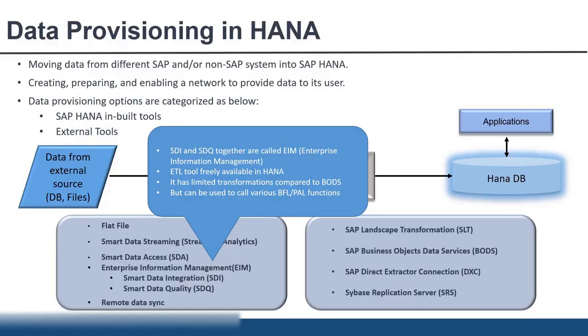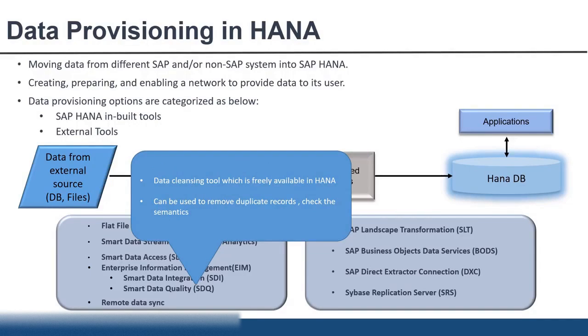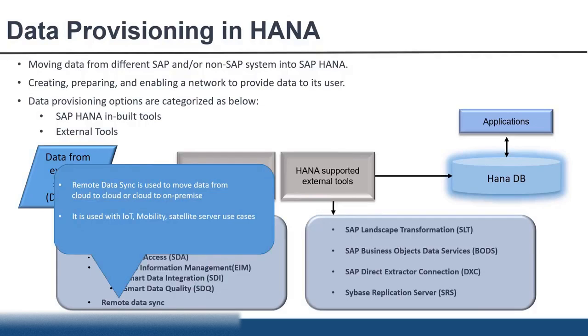The next set of tools is called EIM, that is Enterprise Information Management, which is a combination of two tools, Smart Data Integration and Smart Data Quality. Smart Data Integration, that is SDI, is an ETL tool which is freely available in HANA. It has limited transformations compared to BODS, and it can be used for various business function libraries or predictive application libraries. The next tool is SDQ, which is used majorly for data cleansing, and it can be used for removing duplicate records and also to check the semantics.